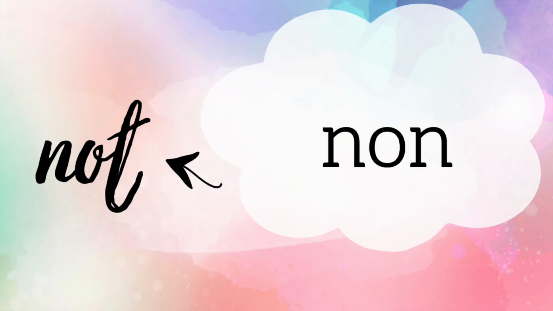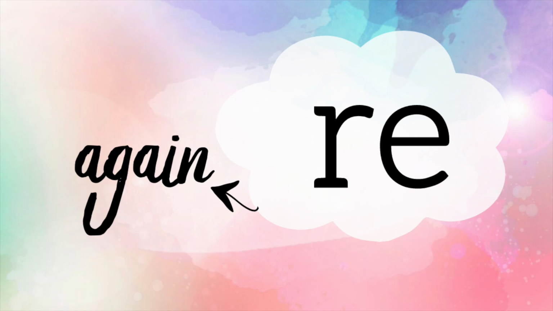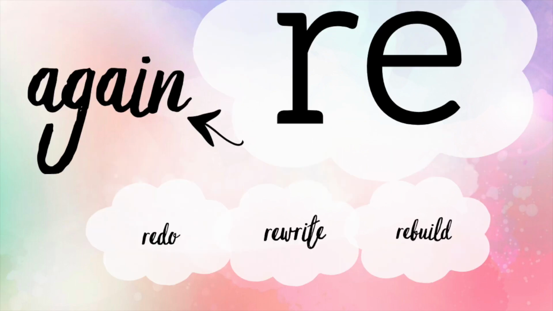Now let's look at the next one, which also means not, which is non. And the examples I want to give you are non-fat, non-living, and non-profit. Right, so now we're done with not. We're going to look at re, so re. Re, the meaning is again. So redo, rewrite, and rebuild.